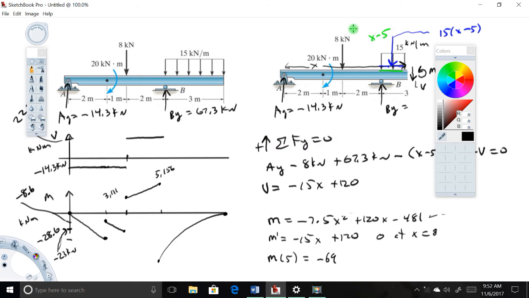So what we did here, first of all, noticing that this is a quadratic that opens down, we can find the max or min value by looking at the derivative of this. So dM/dx would be minus 15x plus 120. Hopefully that was already known to be what we'd get, because you should always be able to integrate your shear function to get your moment function, or differentiate moment to get shear.